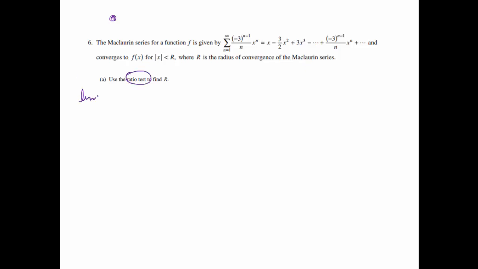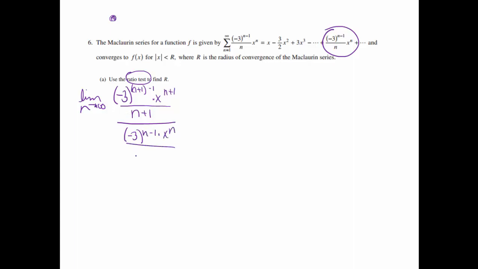So we're going to find the limit as n approaches infinity of a sub n plus 1. We're taking the general term when we do the ratio test, so we'll get negative 3 to the n plus 1 minus 1 times x to the n plus 1 all over n plus 1, divided by just the series, negative 3 to the n minus 1 times x to the n over n. And I would suggest writing it as a fraction first before you change it to the multiplication of the reciprocal. I think the scorers would like it if you did that.